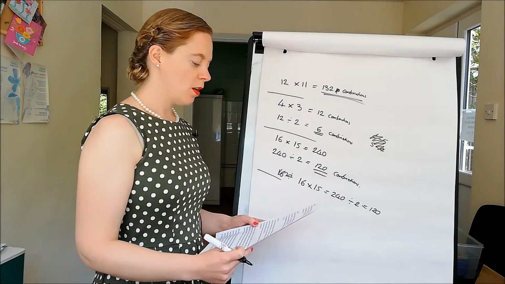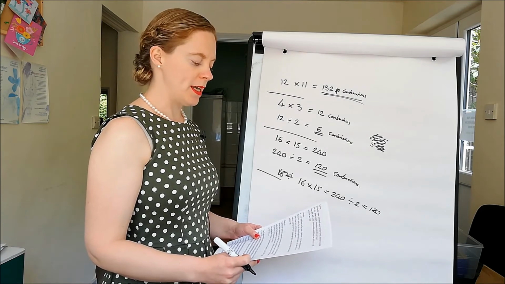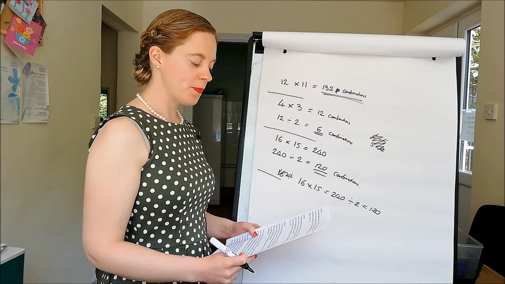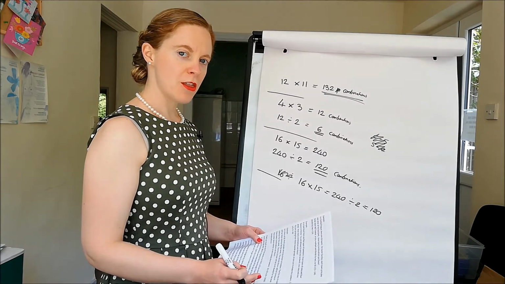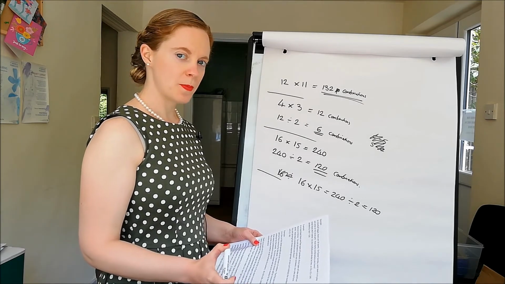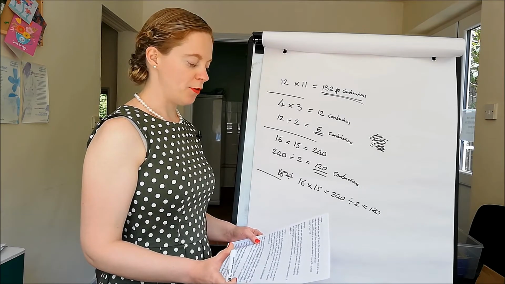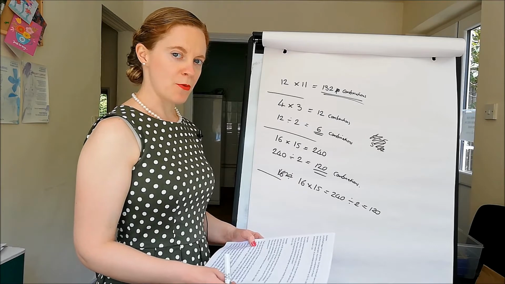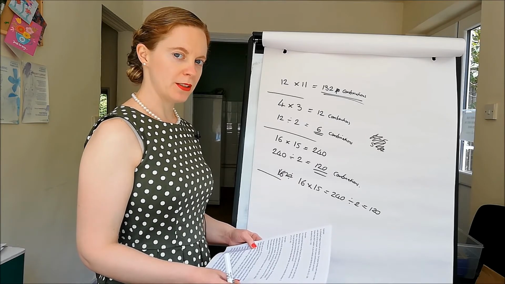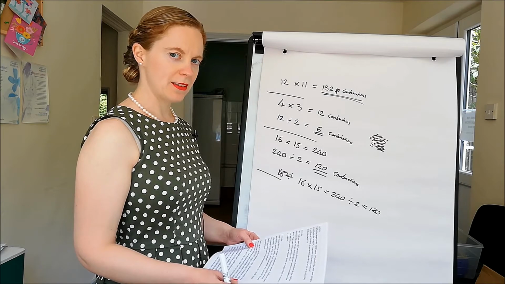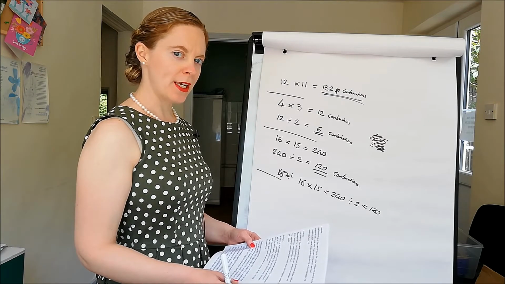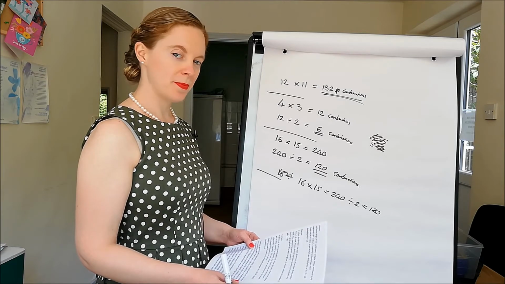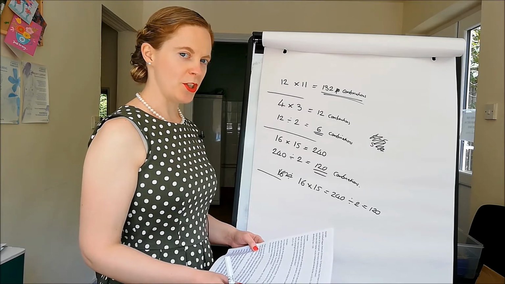Let's do another one. So, in a meal deal, there are 5 types of sandwich, 3 types of cake, and 4 types of drink. You are allowed to pick 1 sandwich, 1 cake, and 1 drink. How many combinations are there? If you want to try it, hit pause.